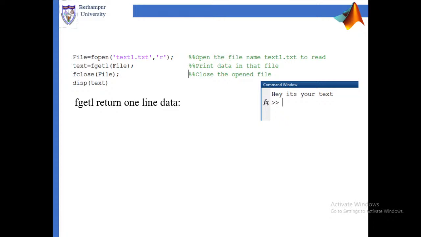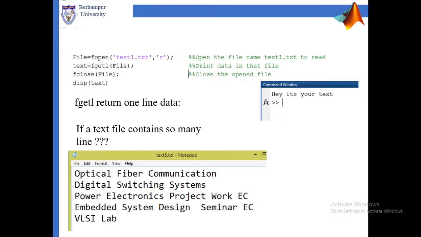Now fgetl returns one line of data. So after that, if you call fgetl again, it will read another line of data. Suppose we have a text file that contains many lines. Here I am showing you 4 or 5 lines: optical fiber communication, digital switching system, power electronics project work EC, embedded system design seminar EC, VLSI lab. So these are some course names, and we have 5 lines. Now if I use fgetl, I will read one of these lines, the first line, the line that appears at the first point.